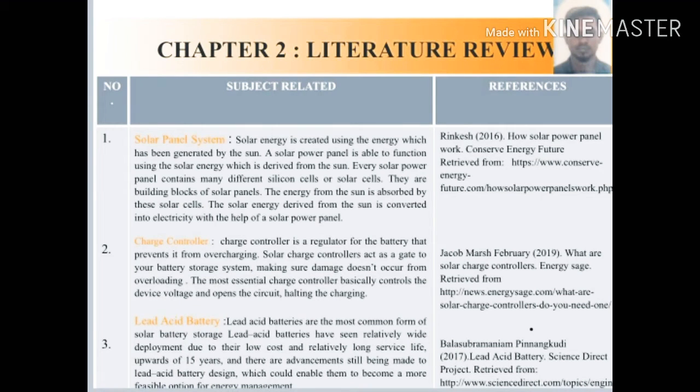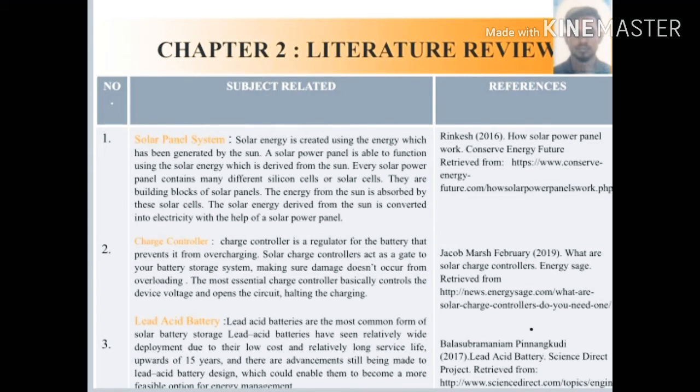For the first objective, there are 3 main components. First of all, the solar panel system. This system is used to store the solar energy which has been generated by the sun, and also it is able to convert the solar energy into the electricity.